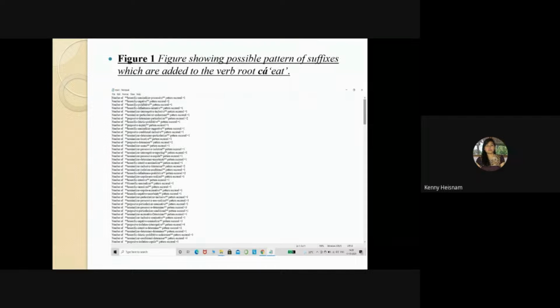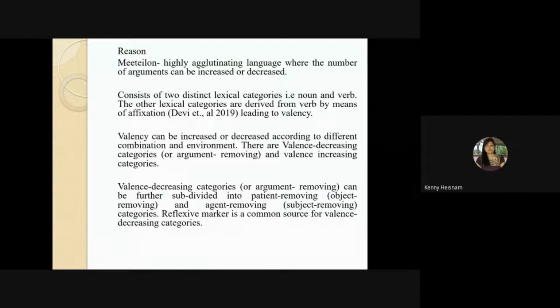So from this figure, it has been observed that the pattern of suffixes cannot be easily identified, the reason being that Manipuri is a highly agglutinating language where the number of arguments can be increased or decreased according to different environments. And Meeteilon or Manipuri consists of only two distinct lexical categories: one is the noun, and the other is the verb.